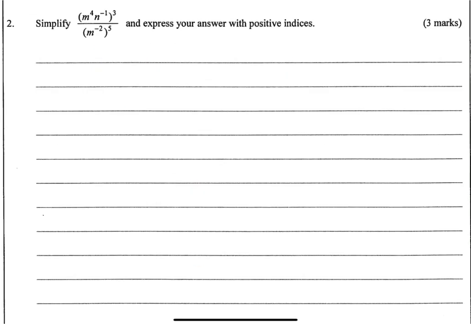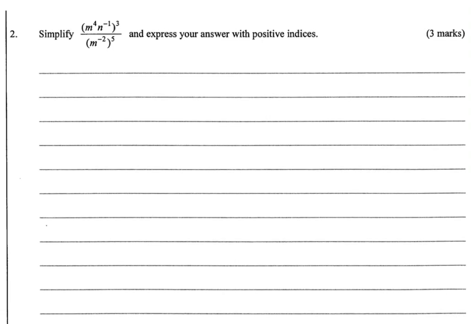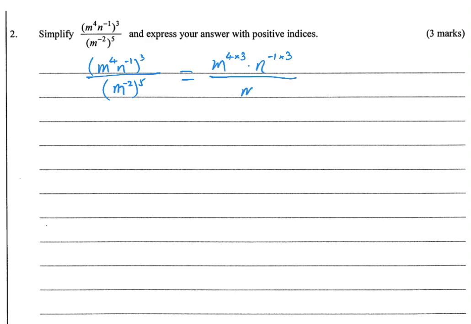So the last example. As you can see, first of all you copy down the question first, and then you can see that brackets appear in the numerator and denominator at the same time, so you can remove the brackets first. For the upper part, m to the power 4 to the power 3, so 4 times 3, n to the power negative 1 to the power 3, negative 1 times 3, over m to the power negative 2 in the denominator and then power 5, so negative 2 times 5.